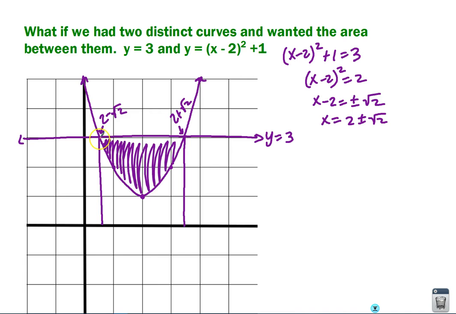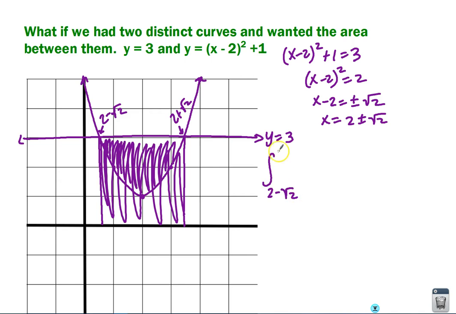So for the curve y equals 3, that would find everything from that curve all the way down to the x-axis. Okay, that's what it would find. It would give me all of this area. The question is, do I want all of that? The answer is no. I don't want this extra stuff right here. I just want this overlap. But I at least need to start with that. So I'm going to have the integral from 2 minus root 2 to 2 plus root 2 of just the curve 3. That's going to give me this rectangle here.